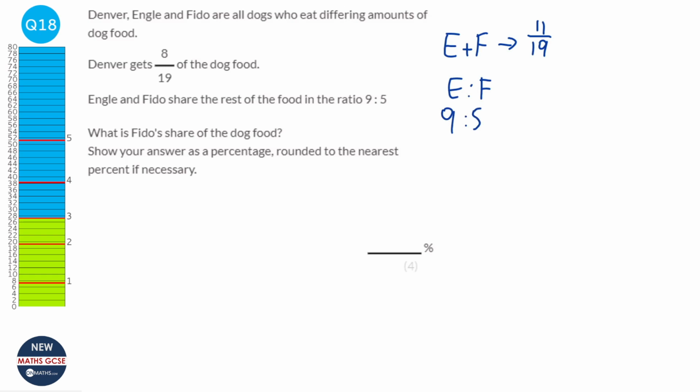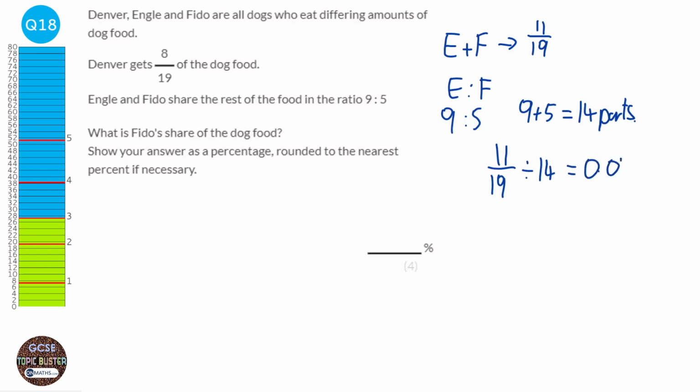Let's have a look and see, first of all, how many parts there are all together. So 9 plus 5, which is 14 parts. So there are 14 parts in total, and the share that they get is 11/19. So what I'm going to do is to find out what fraction one of those parts is worth by dividing 11/19 by 14. So each part is worth, and I'm just going to keep this in my calculator, 0.041 and so on. And we're asked to find Fido's share.